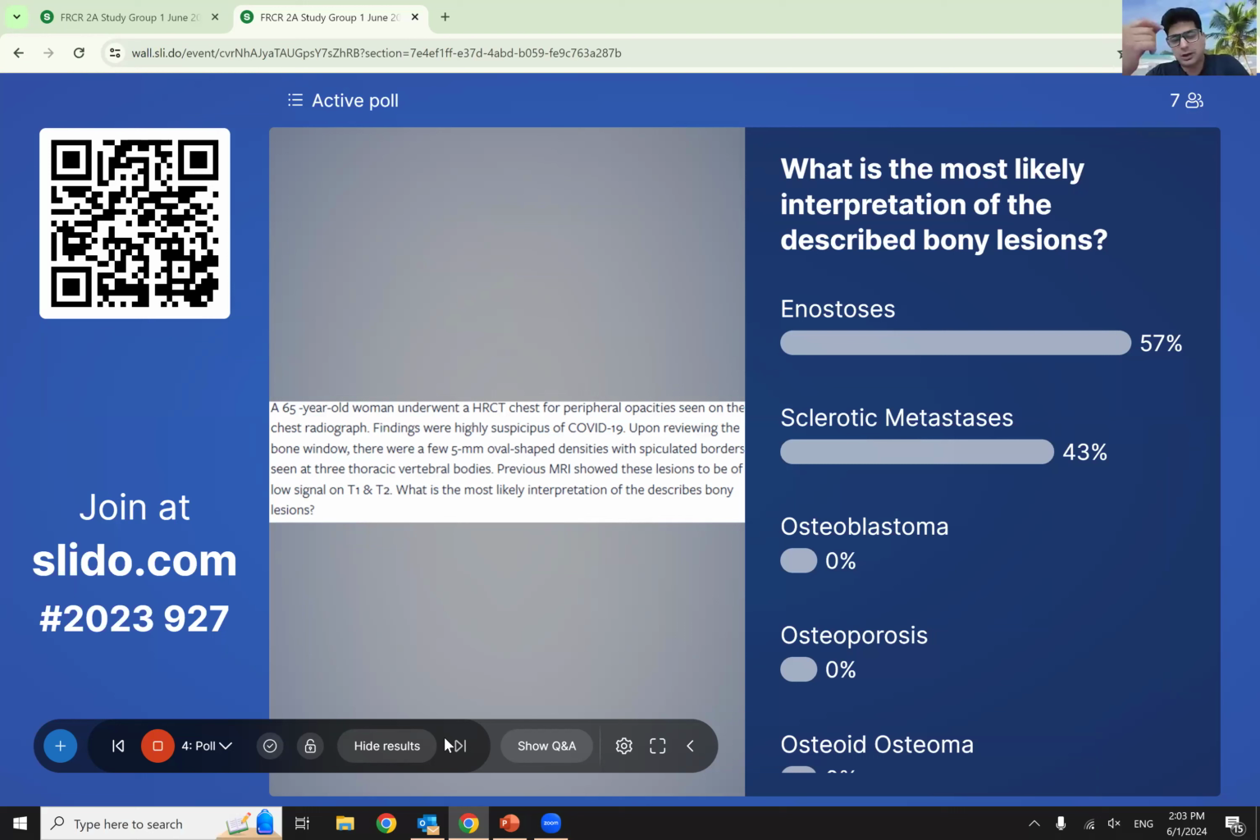So you look at a bone lesion, you go to T1 straight away. I'm pretty sure that's what you do. And low T1 is badness. So low T1, bad. But is it necessarily bad? So you look at T2.